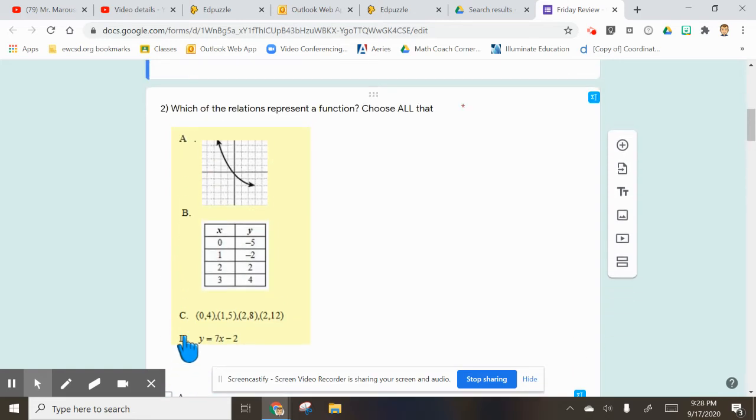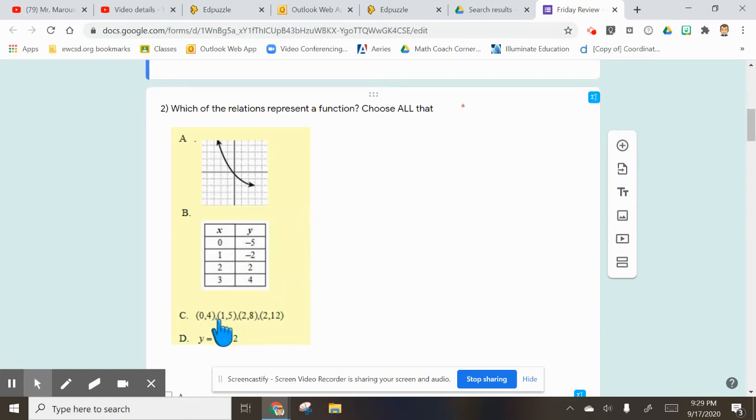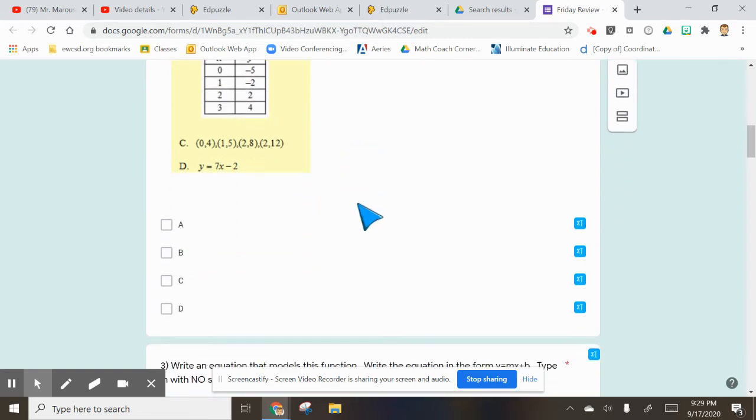But would I select C? Do the X's repeat? Would I select B? Do the B's repeat? And then A, does the vertical line test come into play? Double check that, okay? Does the C, do the X's repeat at all? And does A, is there a vertical line test here?